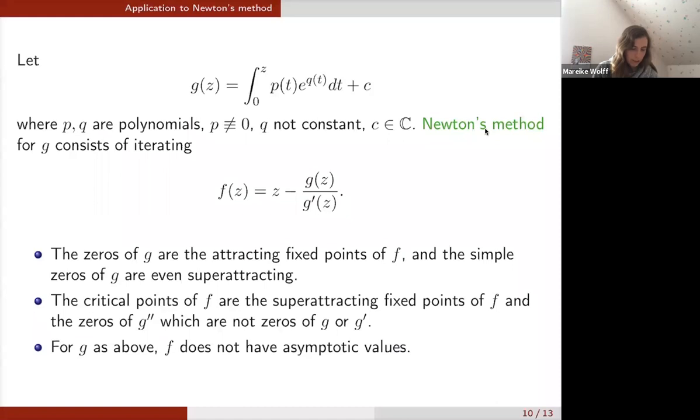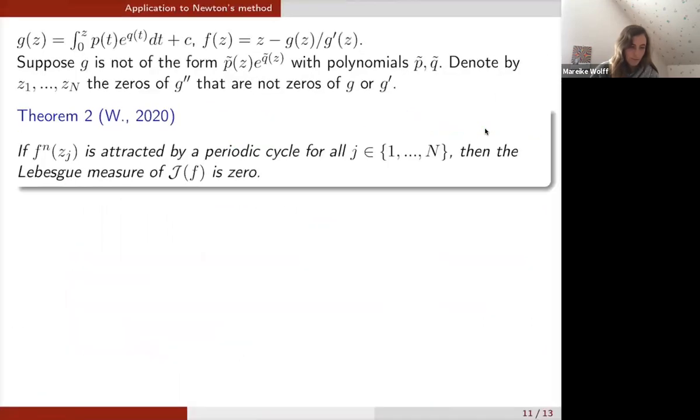And also one can show that for our function g, the function f does not have asymptotic values in C, so each singular value must in fact be a critical value. Okay, and then we want to show that under certain assumptions the Lebesgue measure of the Julia set of f is 0. We suppose that g is not just some polynomial times e to some polynomial. This corresponds to the fact that f, the function from Newton's method, is transcendental.